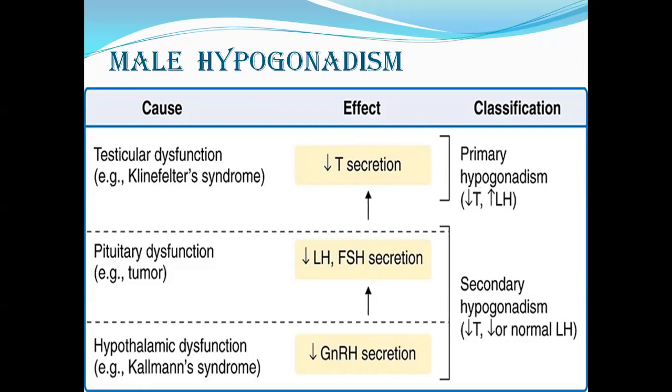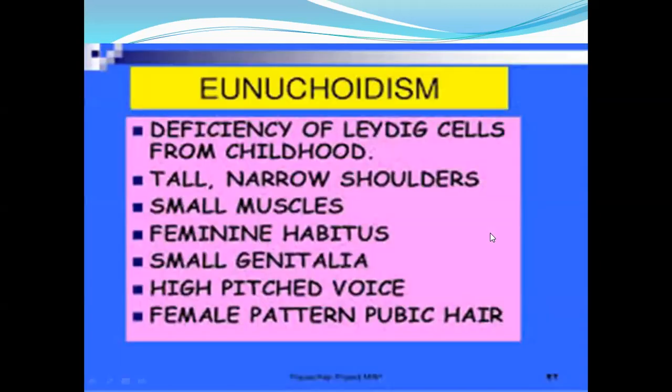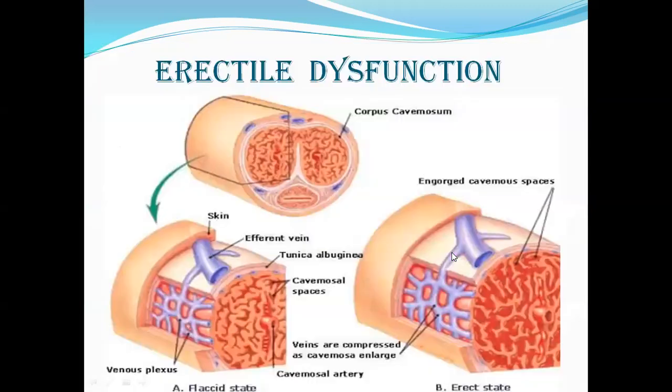Then undescended testis is another cause of hypogonadism. Mumps orchitis, then injury or radiation to the testis, will also cause primary hypogonadism. Now, anorchism is due to usually deficiency of Leydig cells, so they have masculinizing features and they are usually infertile.